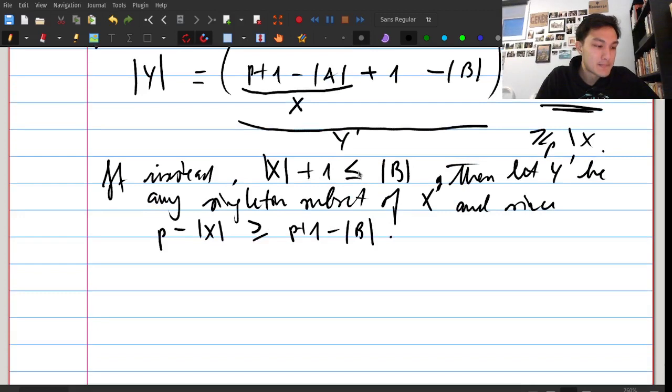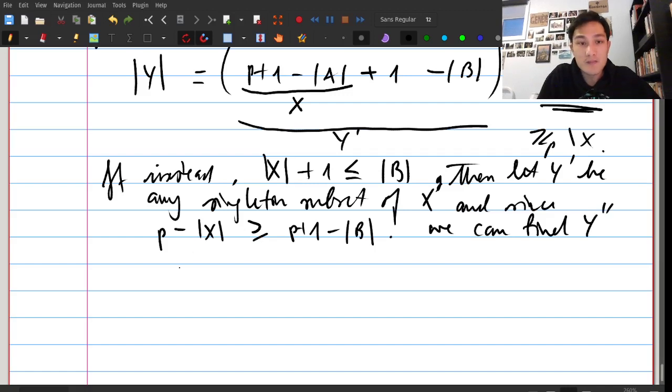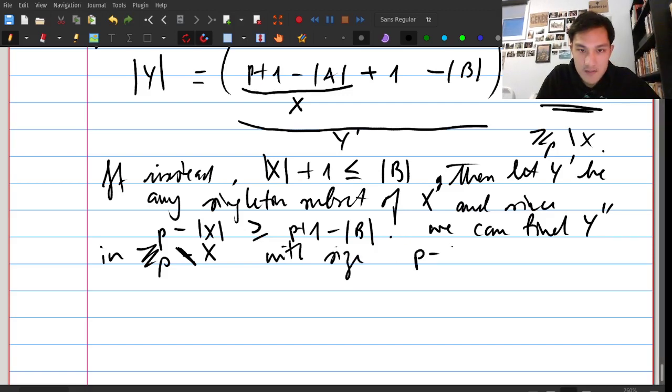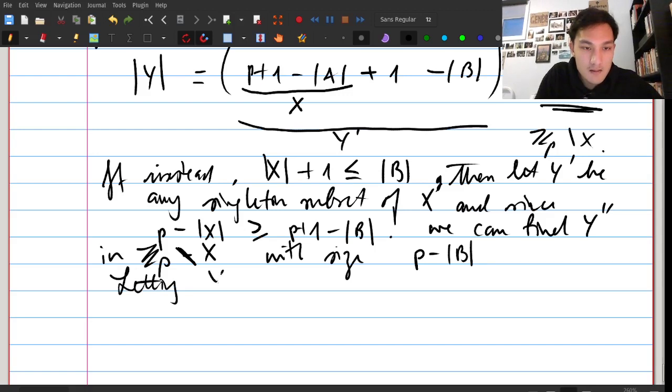What can we do? We can find a y prime prime in Zp minus x, so this is set minus x, I mean subset of, such that, with size p minus b. Okay, well, we can throw out that one. Okay, so now we let y equals y prime union y prime prime.